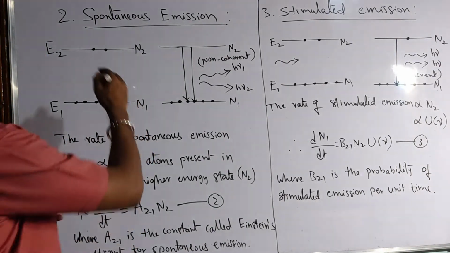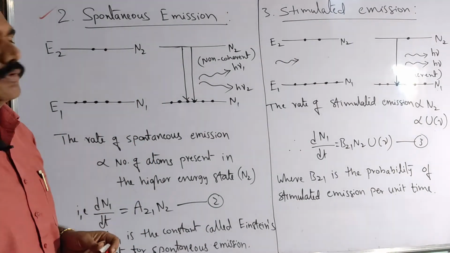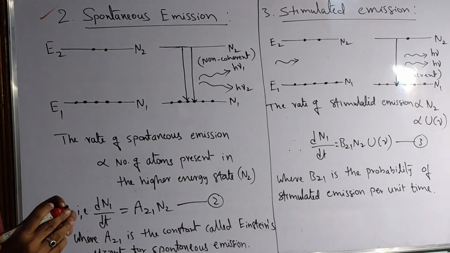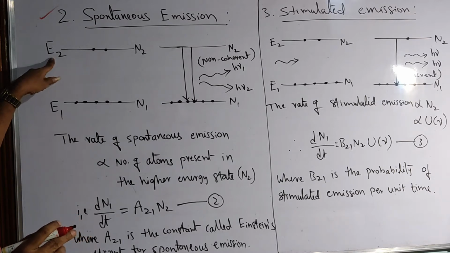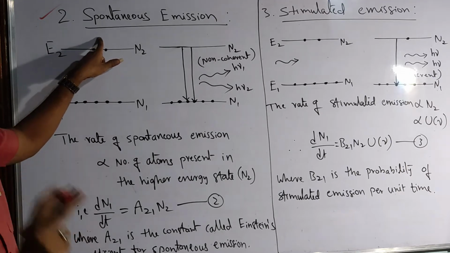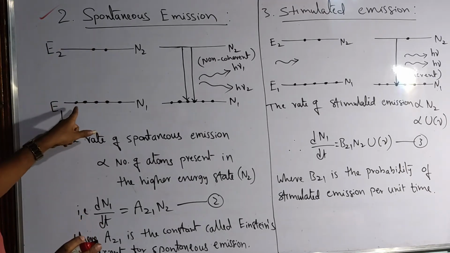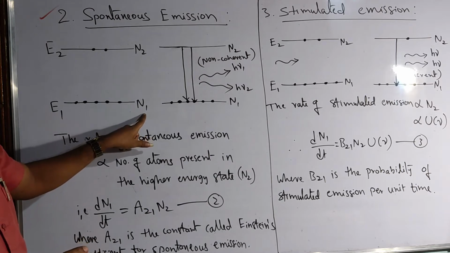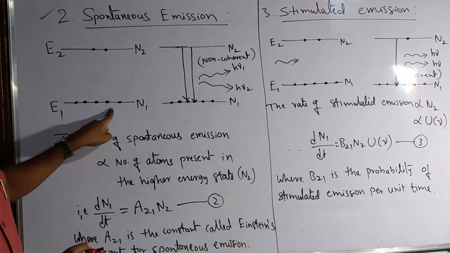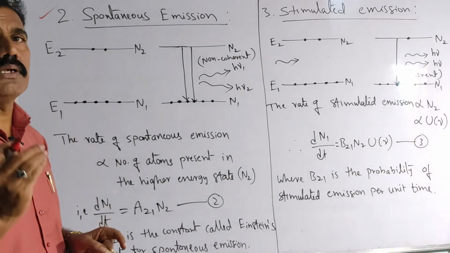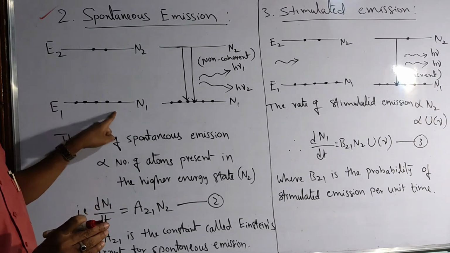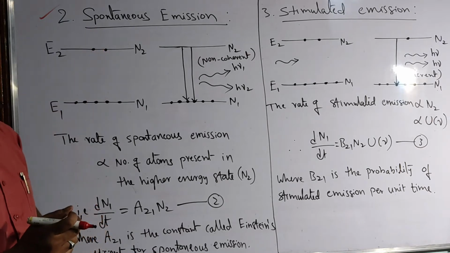Now look at the second mechanism, that is spontaneous emission. In case of spontaneous emission, as you know already, there are some excited atoms present in the energy state E2. So there is an excited state E2, right. These are the atoms present in the excited state due to the induced absorption. But still there may be some atoms in the ground state also, that is N1. Now how do these excited atoms come down to the ground state without any stimulus, without any external influence? These excited atoms have to come down to the ground state. That mechanism is called spontaneous emission.